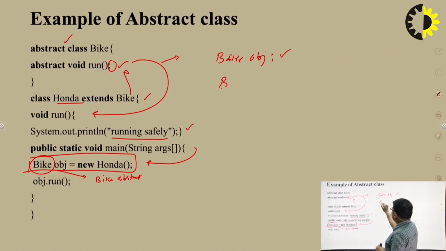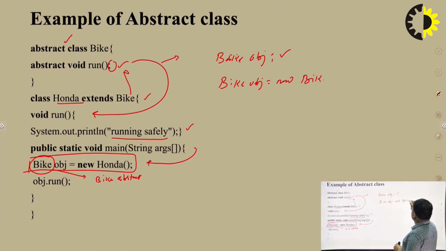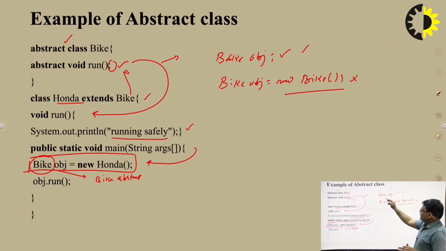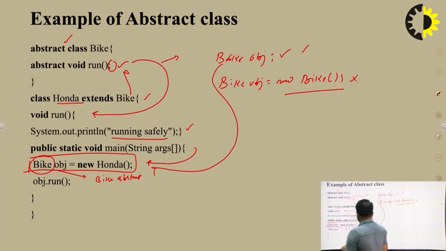If we write like this, it is not allowed in case of an abstract class. We cannot instantiate, we cannot create an object of the particular class. That means we cannot make objects of an abstract class. This is allowed. That means we can create a reference variable.